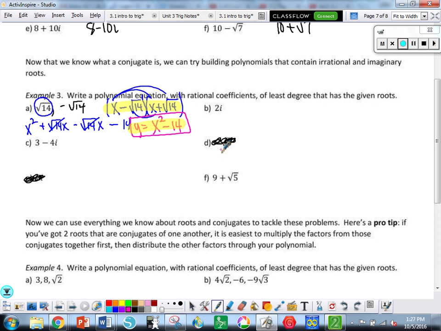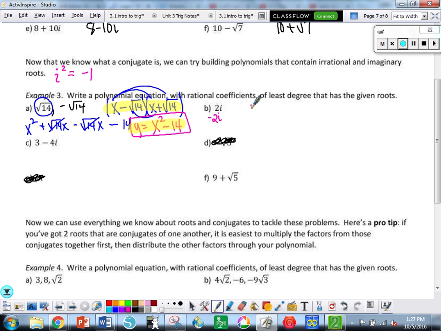So if this is one solution, the other one has to be what? Negative 2i. Really quick, I need to remind you of something from secondary 2. Does anybody remember what i squared was before? i squared is negative 1. So we are going to need to know that right now. i squared is negative 1.